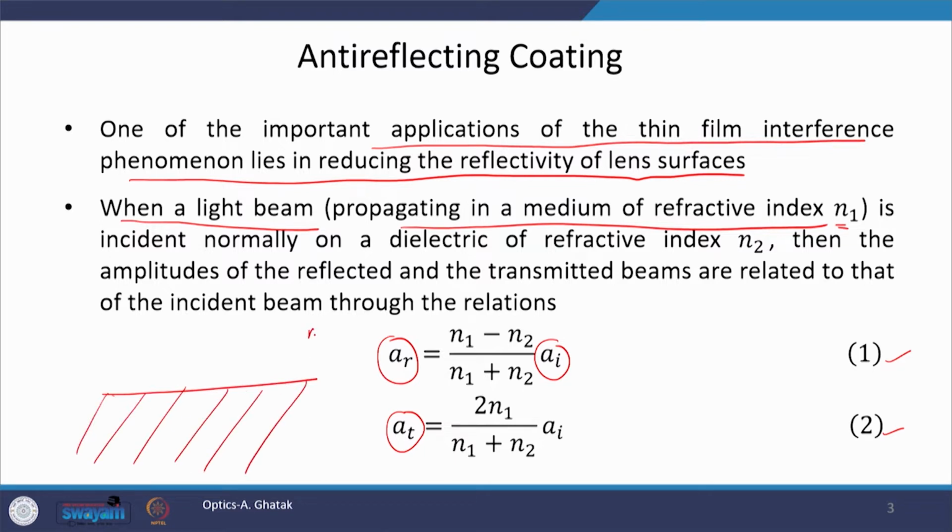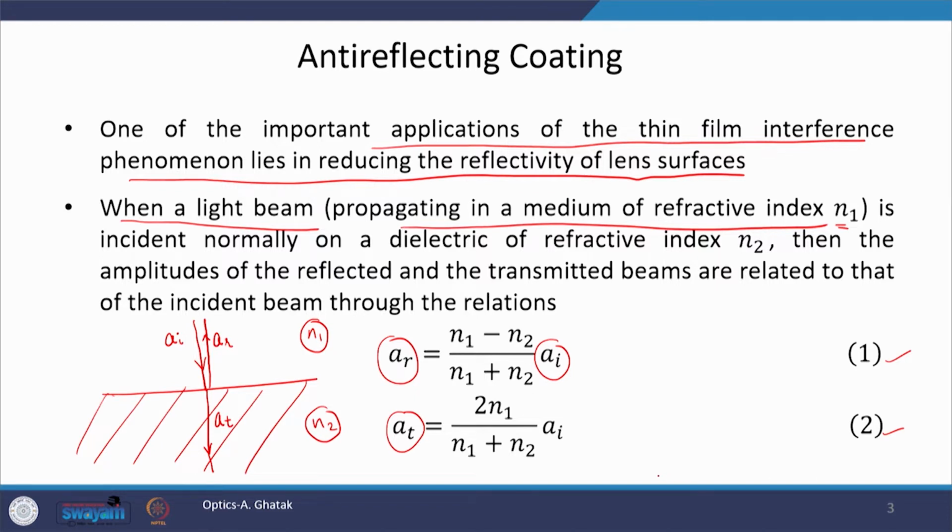This is refractive index of medium n1, this is refractive index of medium n2, and the light is incident normally, okay, and the amplitude of the incident light is AI. A part of the light gets reflected and its amplitude is represented by AR, while a part gets transmitted and the amplitude of the transmitted light is represented by AT.